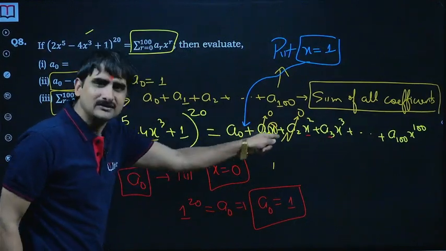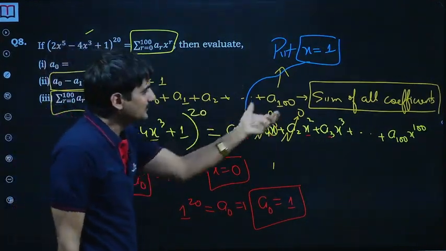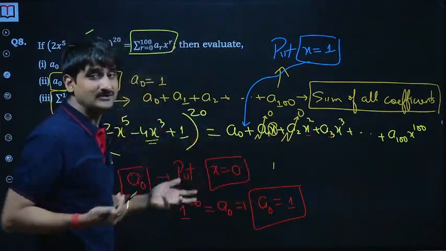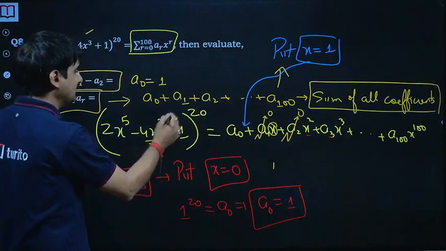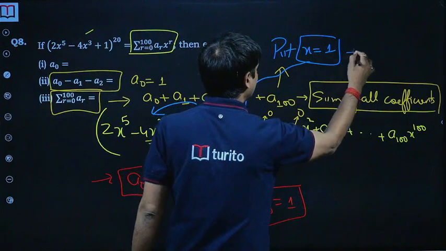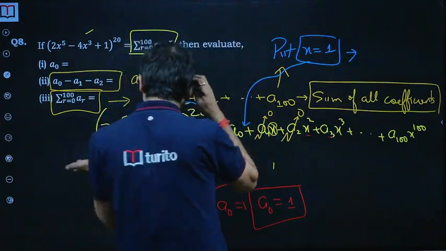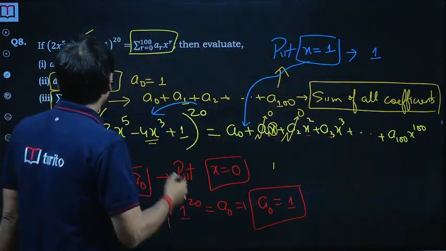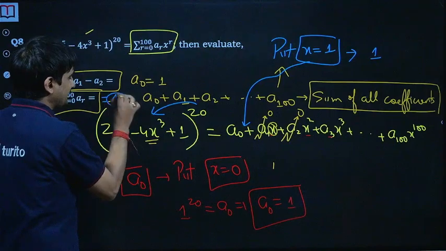If you put x equal to 1 in the RHS, you get whatever is desired, a0 plus a1 plus a2 and so on. Of course, when you are putting x equal to 1, you have to put it on both the sides. So you put x equal to 1 here, and that gives us the answer. So what's the answer? It is 2 plus 3, 5, minus 1. So interesting, it's again 1. That's simply a coincidence.